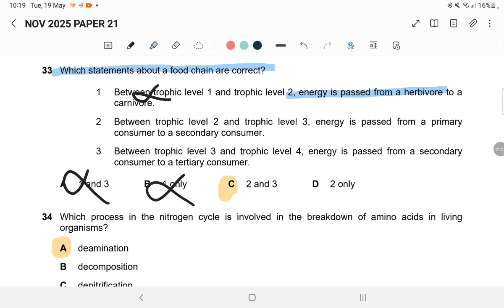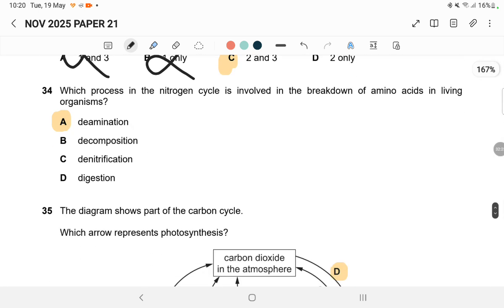Now statement 2. Between trophic level 2 and trophic level 3, energy is passed from a primary consumer, which is a herbivore, to a secondary consumer, which is a carnivore. Of course, that will be correct. Now letter C is telling you between trophic level 3 and trophic level 4, energy is passed from a secondary consumer to a tertiary consumer, for example from a rat to a tertiary consumer like an eagle or a lion or a cheetah.